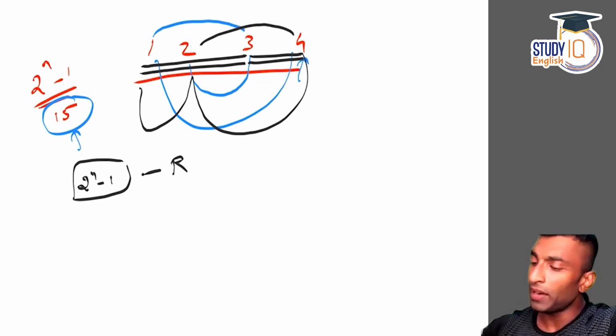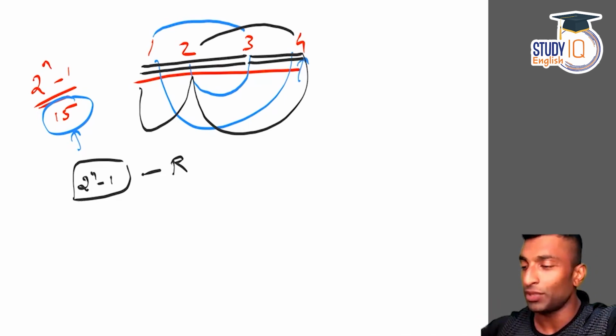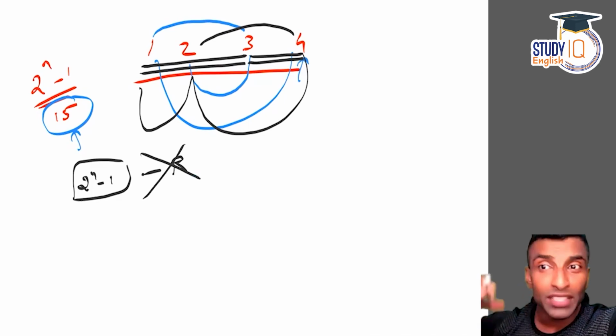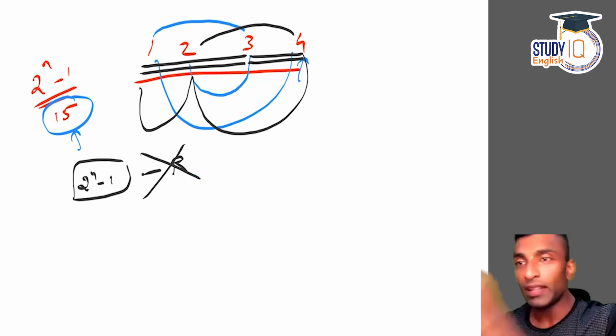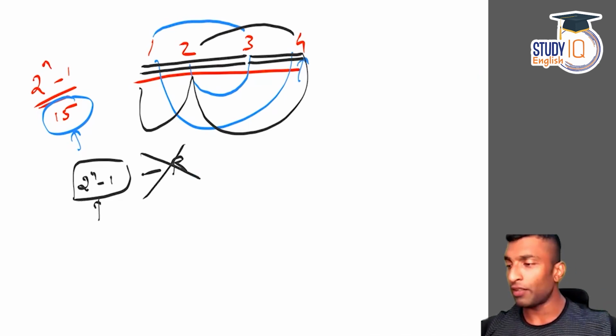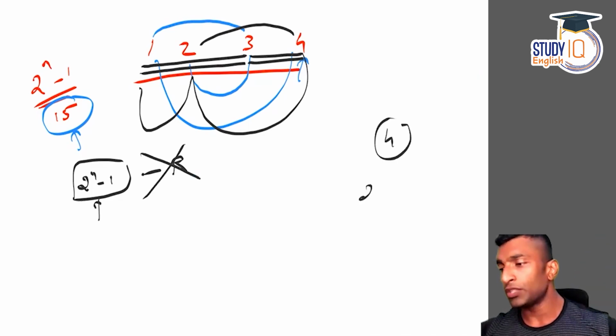The coins are apart, don't even think of repetition or anything: 2 raised to n minus 1. If the denomination is not given, only the number of coins, just go for it, simple. If I have been given that there are 4 coins, how many different sums? 2 raised to 4 minus 1.